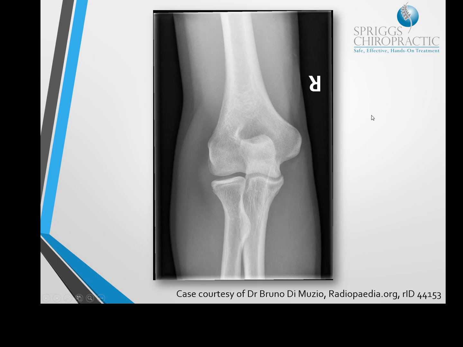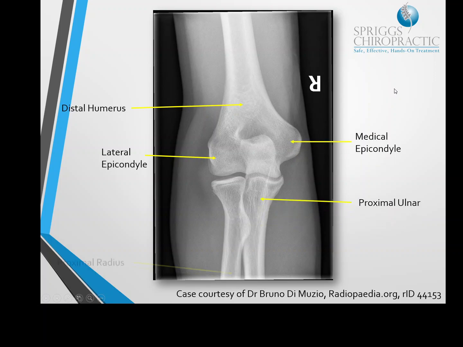And it should look something like this. So here is obviously a standard AP. This is obviously a right elbow. And again, just going through the anatomy real quick, we've got obviously the distal humerus, we've got the lateral epicondyle, we've got the medial epicondyle of the distal humerus, we've got the proximal ulna, and we've got the proximal radius.